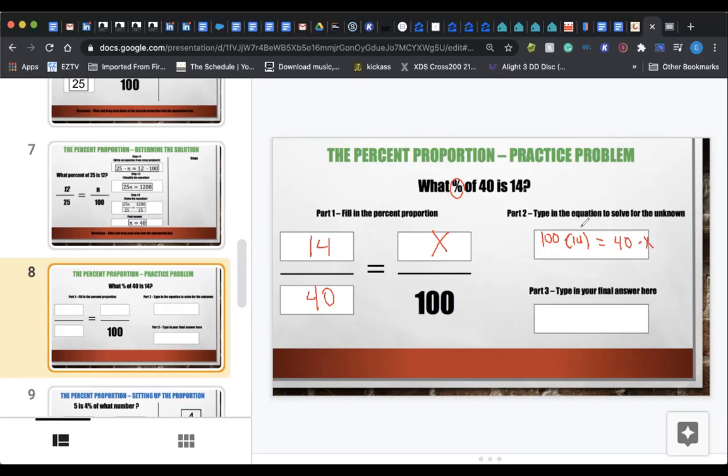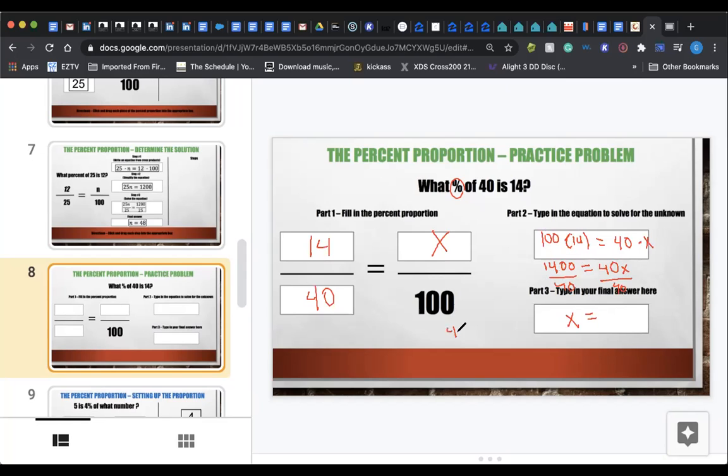I'm going to simplify it. 14 times 100 is going to give me 1400, right? And that's equal to 40x. And to solve it, what do I need to do? It's going to be the final step: divide both sides by 40. So that's going to give me the answer of x is equal to what? 35.